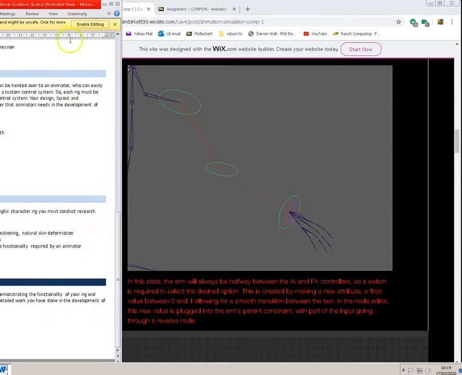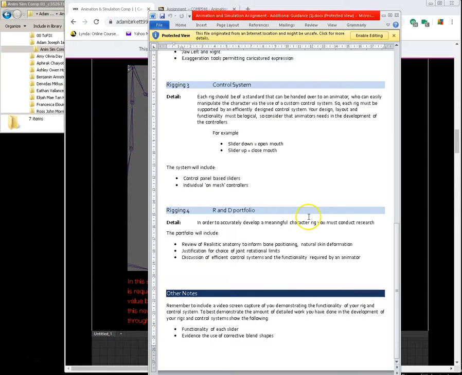If I pop up onto screen, this is the accompanying document for your assignment, so the additional guidance document. Okay, so the portfolio will include review of realistic anatomy to inform bone positioning and natural skin deformation. As far as I can tell, there are no examples of you looking at visual reference, looking at people moving, walking, articulating fingers, facial expressions, for example. So, justification for choice of joint rotation limits. There's some kind of suggestion towards that, but there's no evidence of visual reference for that. And how do you know what the rotation limits are? Even if you'd just taken a video clip of your own hand, for example, flexing the fingers, that would have been something.